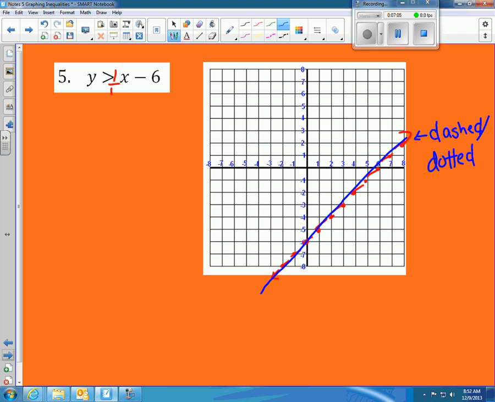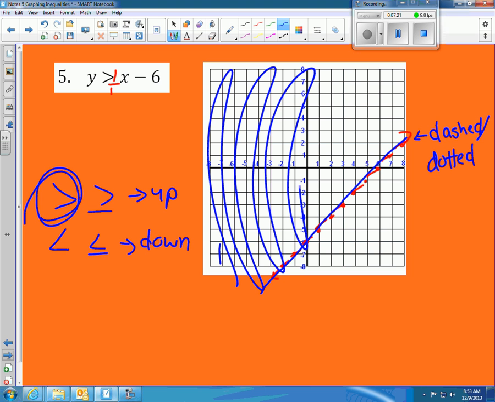It says shade. So remember that if it looks like this, we're going up. If it looks like this, we're going down. All right, does it eat the y? It does. It looks like this. So we're going to shade up. We're going to shade above this line. Just like that. And we are all done with this inequality.